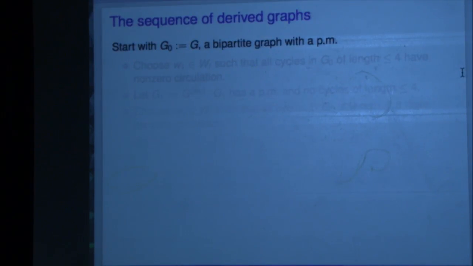All right, so let's put this together now and get a sequence of derived graphs. We start with the original graph G, which is bipartite, and we'll assume it has a perfect matching.